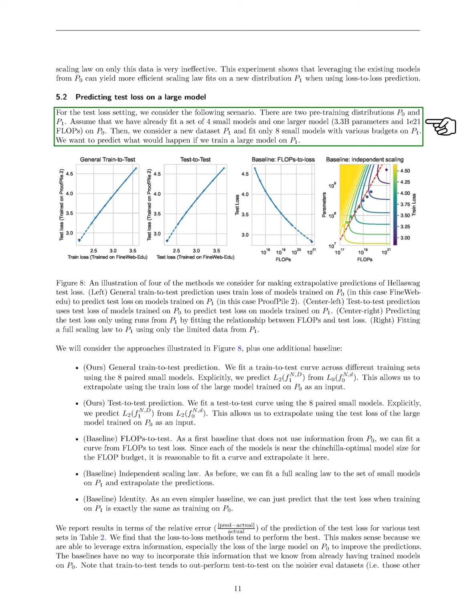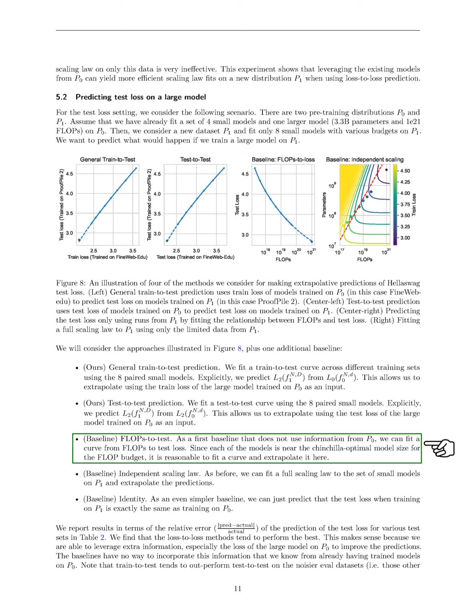First, we use a method we call general train-to-test prediction, where we create a curve that relates training losses from the 8 small models. Specifically, we predict the loss of the large model on P1 based on its loss on P0. Next, we apply test-to-test prediction, which involves fitting a curve using the test losses of the small models to predict the large model's loss on P1 from its loss on P0.